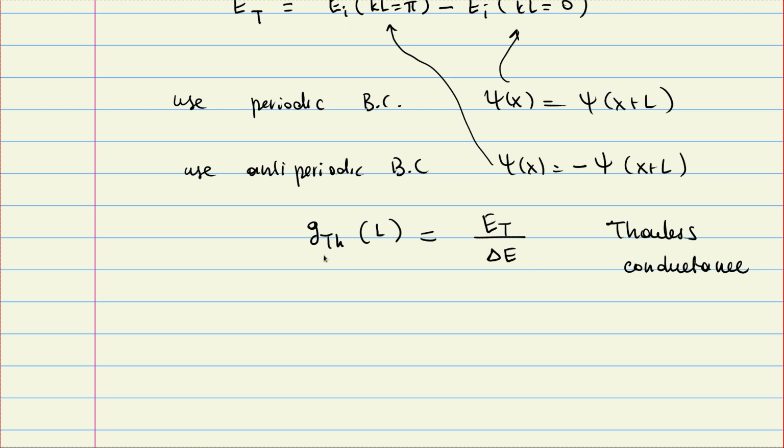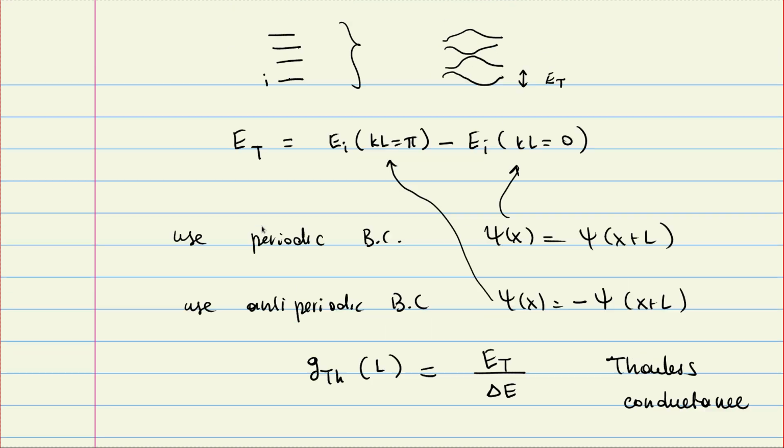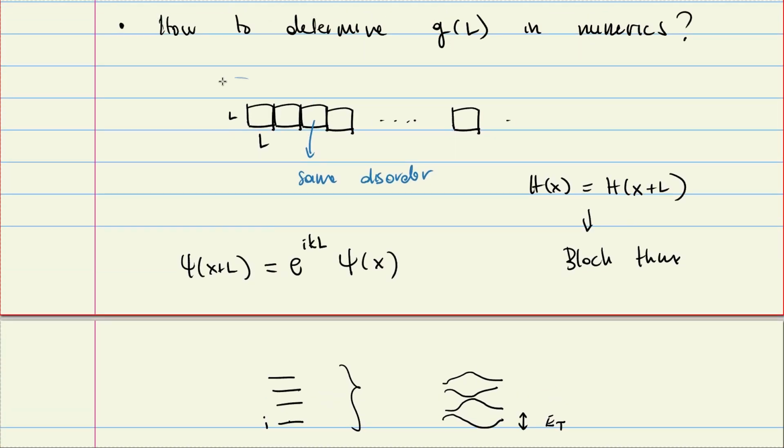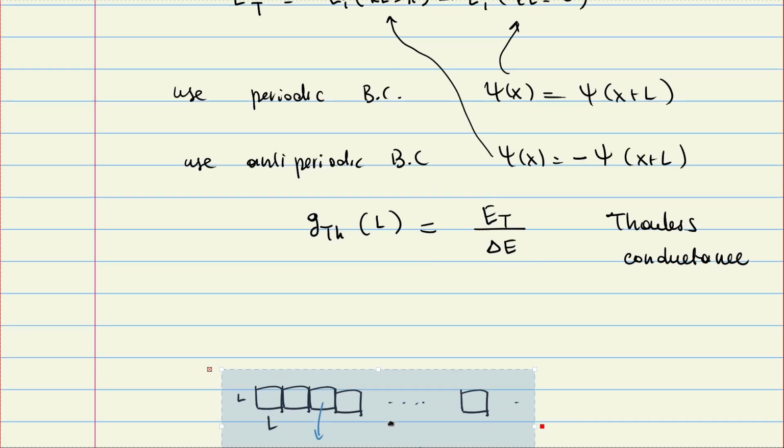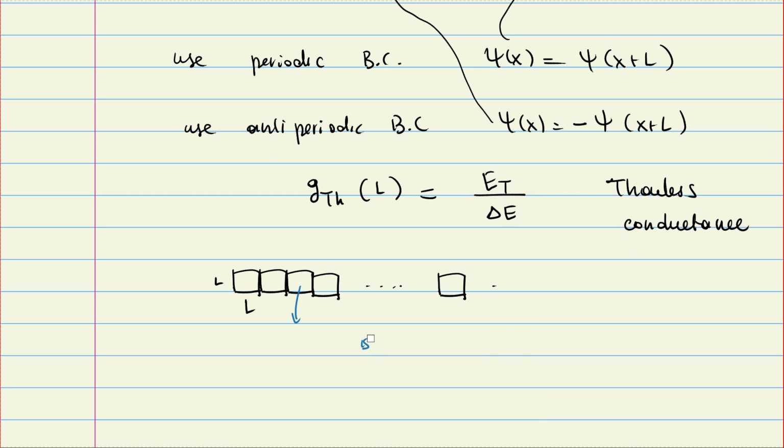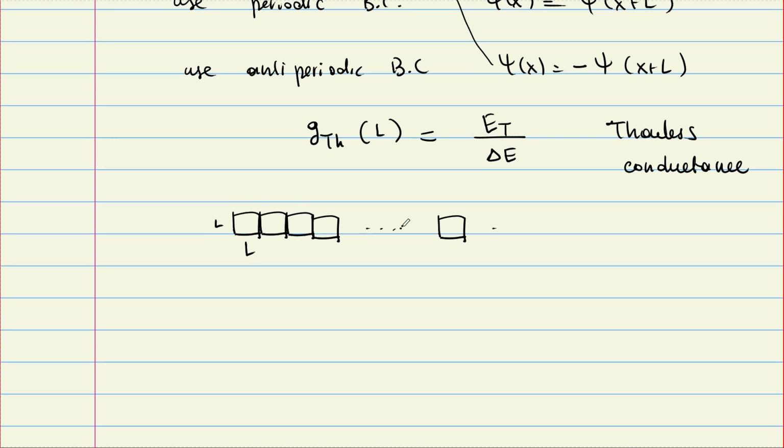Lastly, to relate this G Thouless to the G we defined earlier, in this configuration, which is a 1D geometry, from the Landauer formula we know what G is supposed to be. G is supposed to be 2e squared over h times N, where N is the number of channels in each block, or the number of levels in each block.